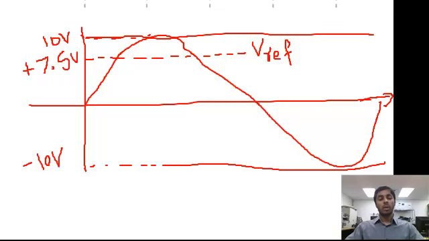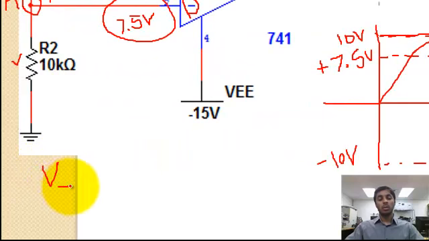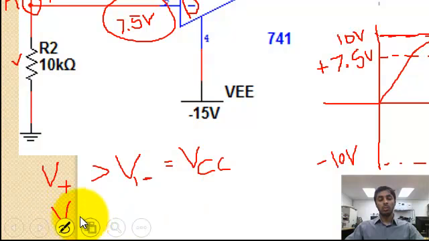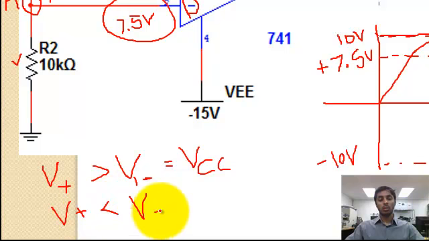Let's recap how a comparator works. If V positive is greater than V negative, then the output is VCC. If V positive is less than V negative, then the output is negative VCC. V negative is always 7.5 volts in this particular example.